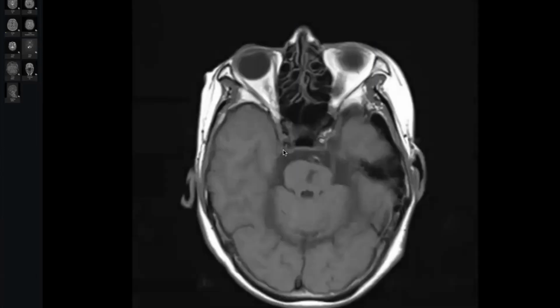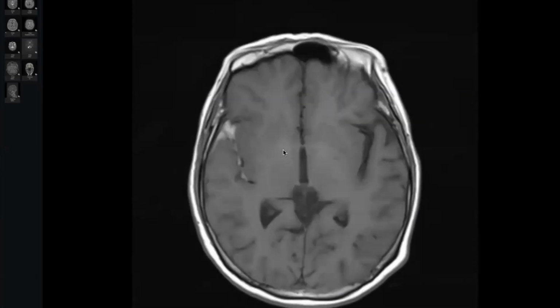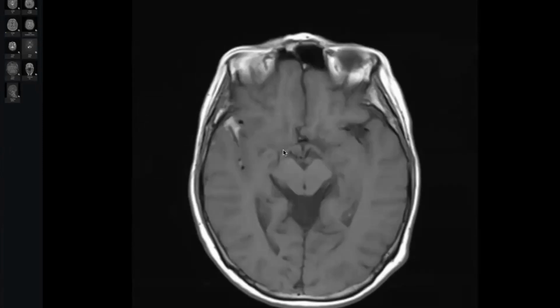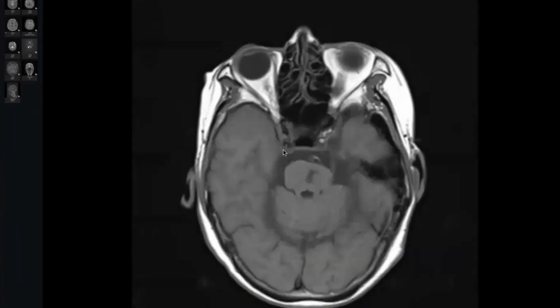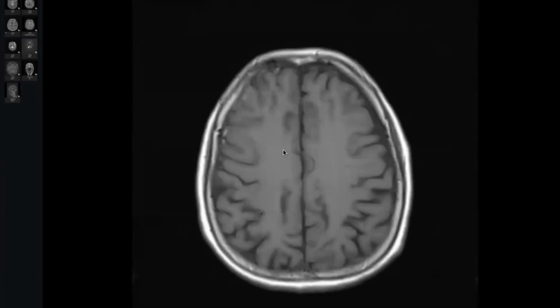I would advise angiography for this patient to see the size of the aneurysm, and I would call the interventional radiology on call for further management. Excellent. What is the commonest or the most dangerous complication of subarachnoid hemorrhage?